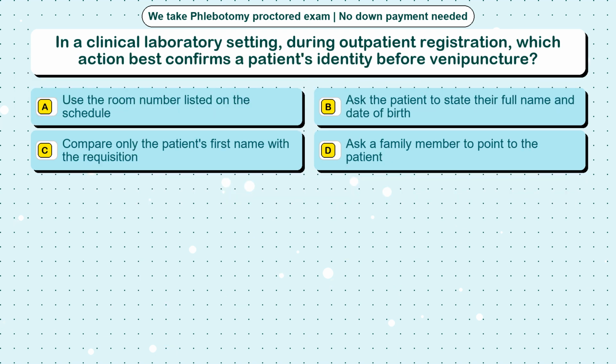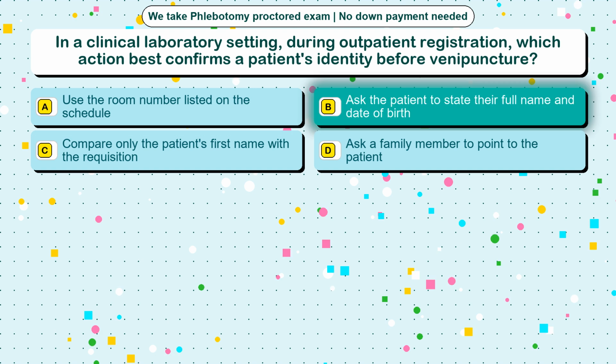Question 57. In a clinical laboratory setting, during outpatient registration, which action best confirms a patient's identity before venipuncture? Option A. Use the room number listed on the schedule. Option B. Ask the patient to state their full name and date of birth. Option C. Compare only the patient's first name with the requisition. Option D. Ask a family member to point to the patient.